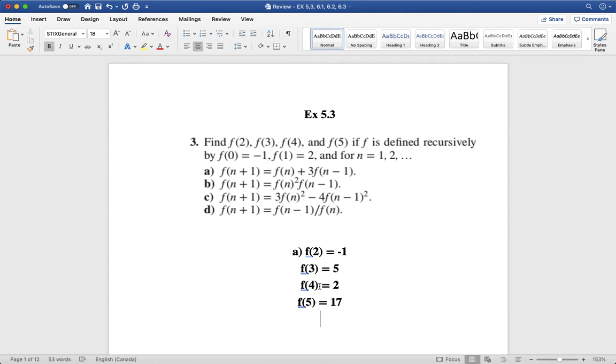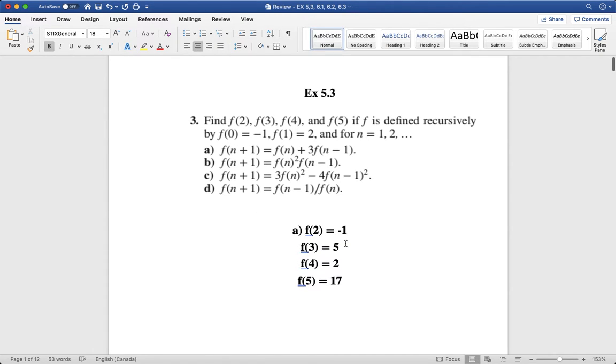So we basically have to find the value for f2, f3, f4 and f5, and we already know the value for f0 and f1. We just plug the values 2, 3, 4 and 5 in place of n, and then we get the value for the statement here. All right, let's move on to the next part.